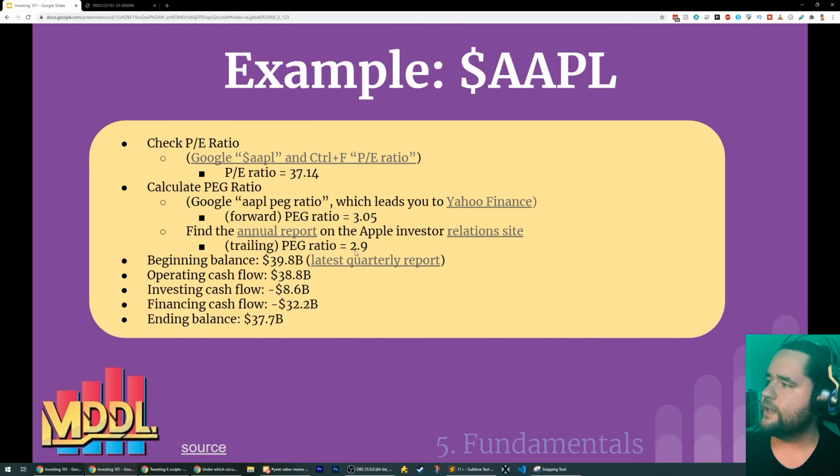And this was a trailing PEG ratio. I believe what Yahoo Finance shows you is the forward PEG ratio, which was very similar actually. So you have a bunch of ways that you can do this. I think if you Google stock ticker symbol followed by PEG ratio, you should be able to find a reasonable answer pretty fast, usually from Yahoo Finance.